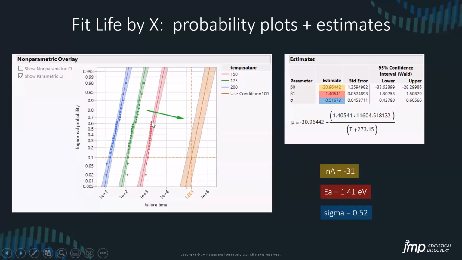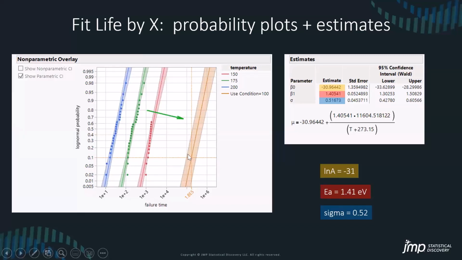So it looks like about 60% of the population has failed by 2,000 hours here. What we're going to do again is extrapolate to our use condition of 100. I can tick off my failure time at a particular quantile. Let's suppose I care about the time for 10% failure. How long will it take 10% of the population to fail at 100 degrees C? I can draw a line over here at 10%, it intersects, I drop down, and I get about 1.8 e to the 5. That's about 180,000 hours.